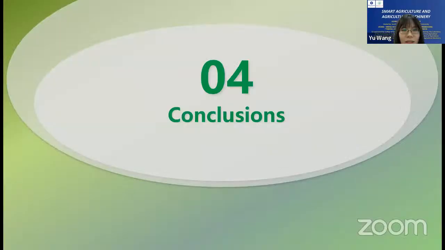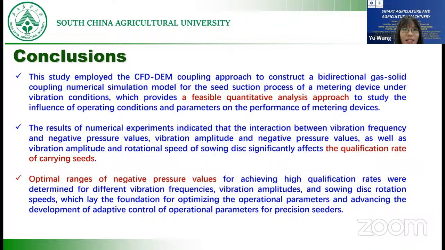So now your conclusion. In this work, we mainly provide a feasible quantitative analysis approach. This approach is a CFD-DEM coupling approach by a numerical model. And also we make use of this model to quantitatively study all the factors affecting the quantification rate of carrying seeds. The optimal range of negative pressure value has been figured out for the metering device we developed. Yeah, that's it. Thank you.